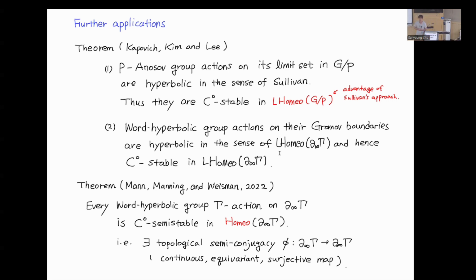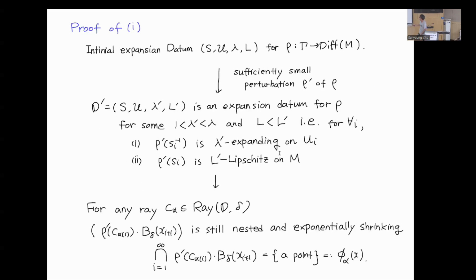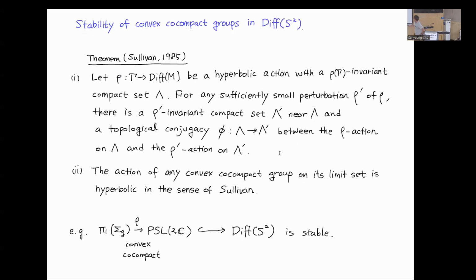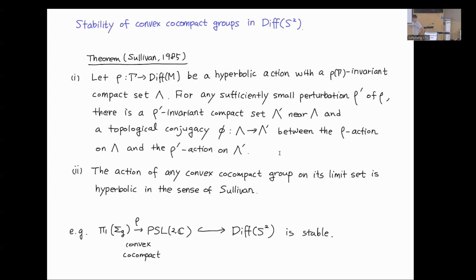What does C0 stable mean? There is some conjugacy between the two actions. There is some homeomorphism between the two actions. So here, there is a homeomorphism between the two compact invariant subsets.